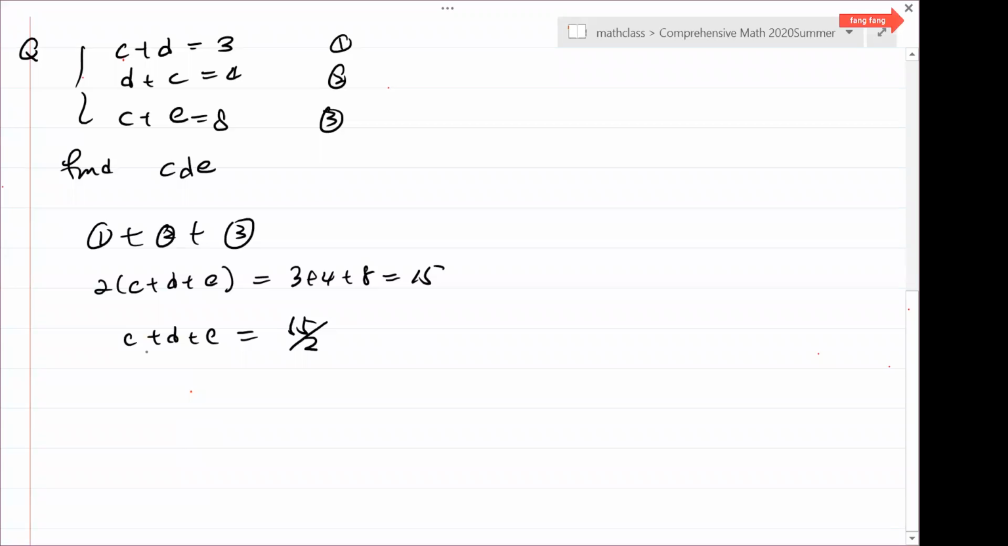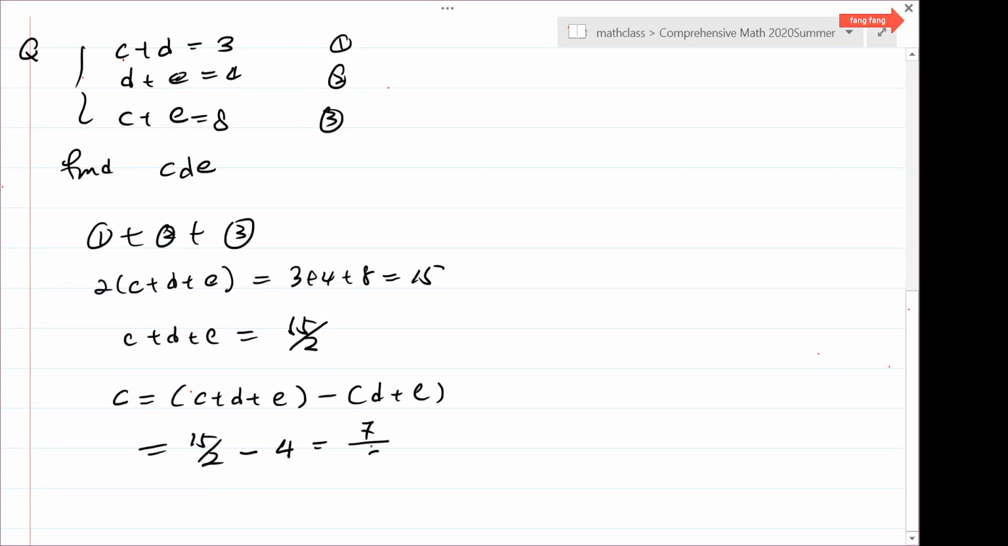So if you find C plus D plus E, then you can find C quickly, because C is going to be C plus D plus E minus D plus E. Okay, so 15 over 2. What is D plus E? D plus E is 4. So that is going to be 7 over 2.